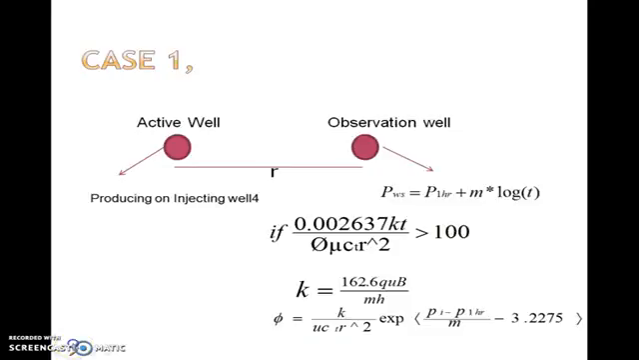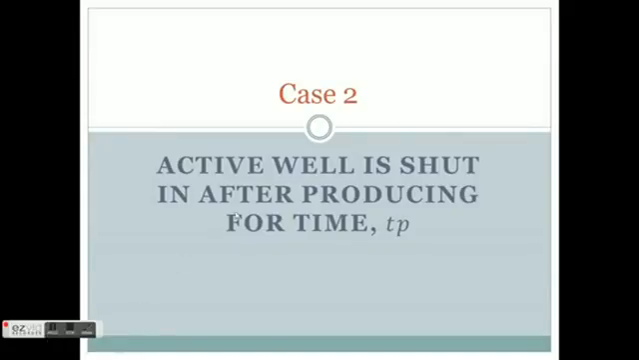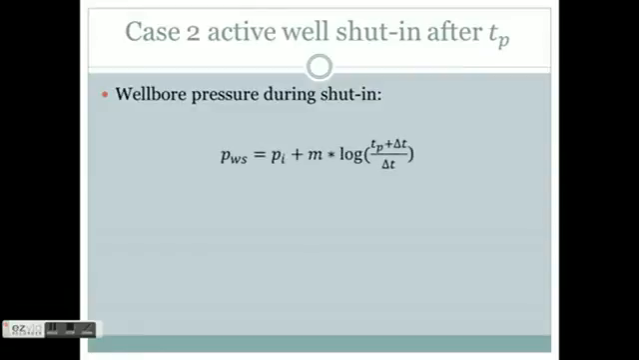Hi everyone, I will continue after my colleague by explaining the second case in interference test, which is when the active well is shut in after producing time tp. In this kind of case, first we can calculate the well pressure during shut-in by the following formula: PWS equals Pi plus m times the log of (tp plus delta t) over delta t. Notice that Pi is the initial pressure.